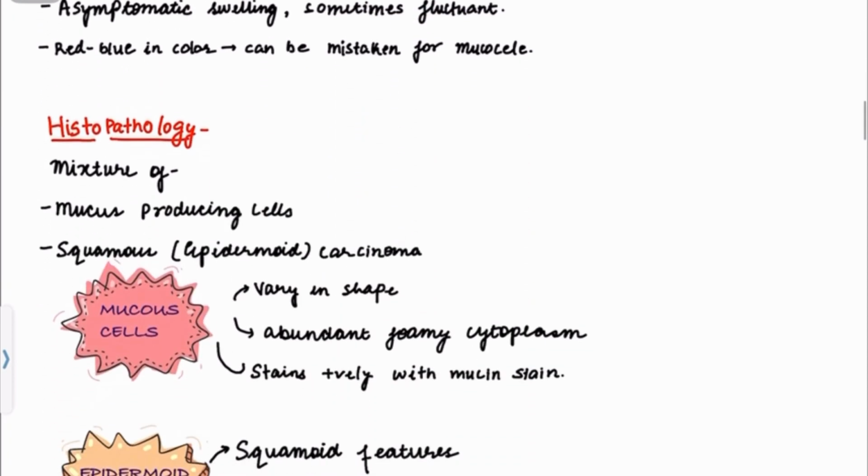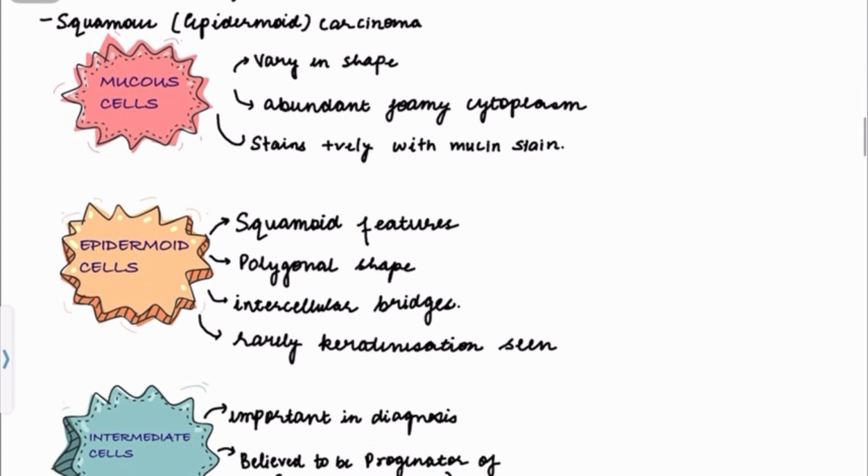Now let's see the histopathology. There are 3 types of cells. First is the mucus cells. These vary in shape. They have abundant foamy cytoplasm and they stain positively with mucin stain.